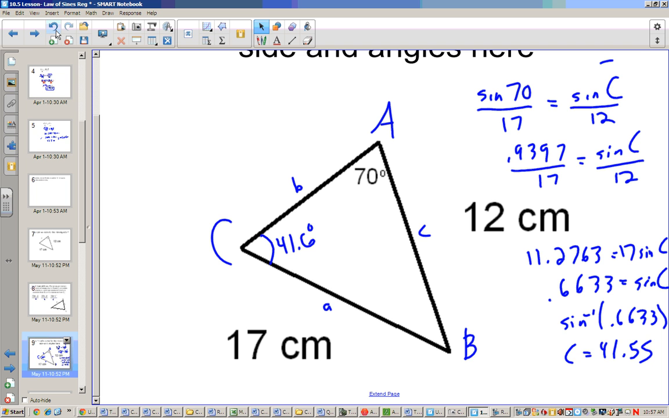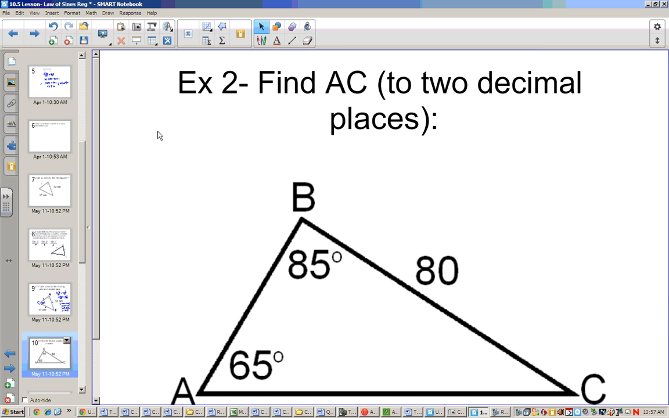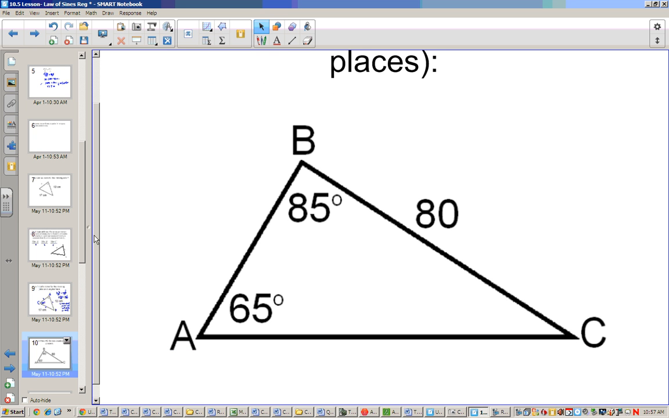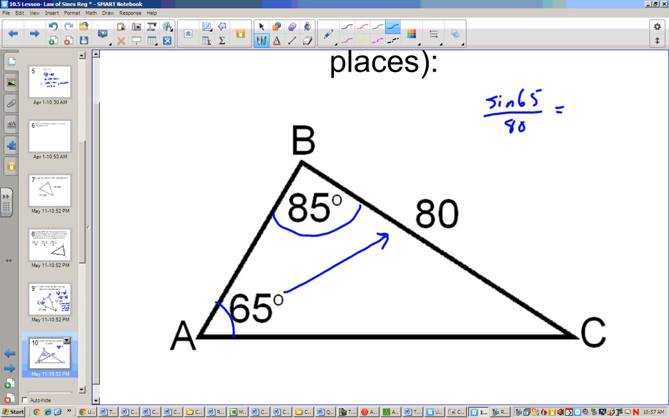All right, let's try another one using the law of sines. Here, we have a situation where we have two angles and one side. So if I want to find my side over here, AC, you look for an angle and a side opposite, and we can write our law of sines proportion. Sine of 65 over the opposite side, which is 80, set that equal to, if I want to find AC, the angle opposite of that is 85. So I'll say the sine of 85 over x.